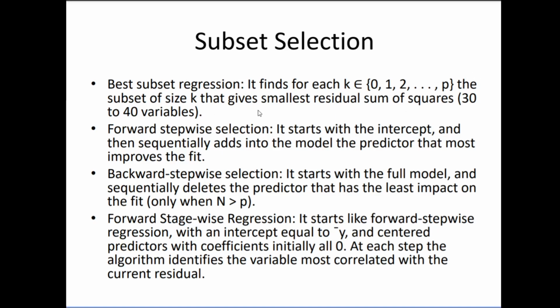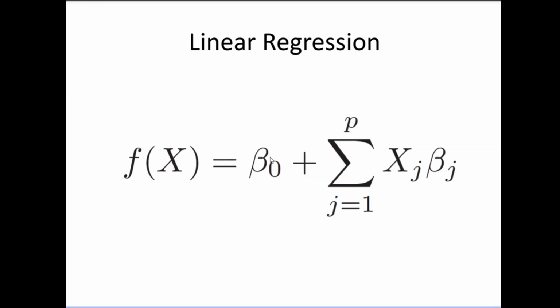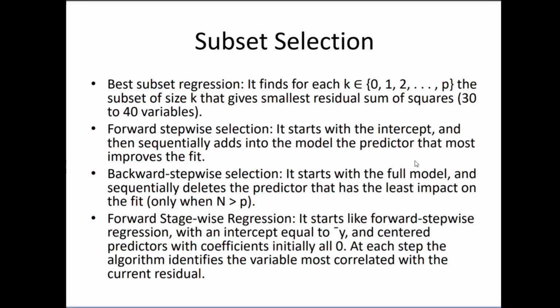Now the next one is forward stepwise selection. In this case, what happens? It starts with the intercept. Now we remember that we had this beta naught here. This beta naught is the intercept. So it starts from that intercept and then sequentially adds into the model the predictor that most improves the fit. How does it select those variables from our data? It only takes those variables which give us the best fit. And how do we understand if we have the best fit? If the new variable which is coming gives us the best reduction in residual sum of squares, then we take that variable and put it into our fit.